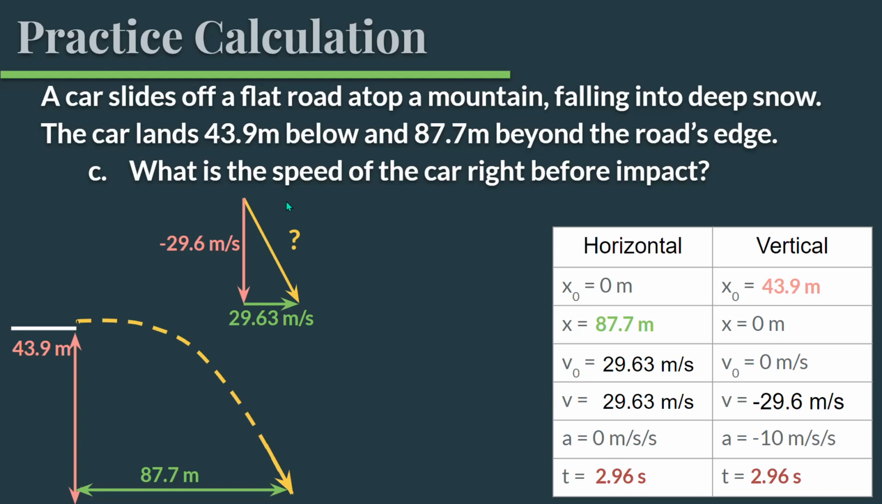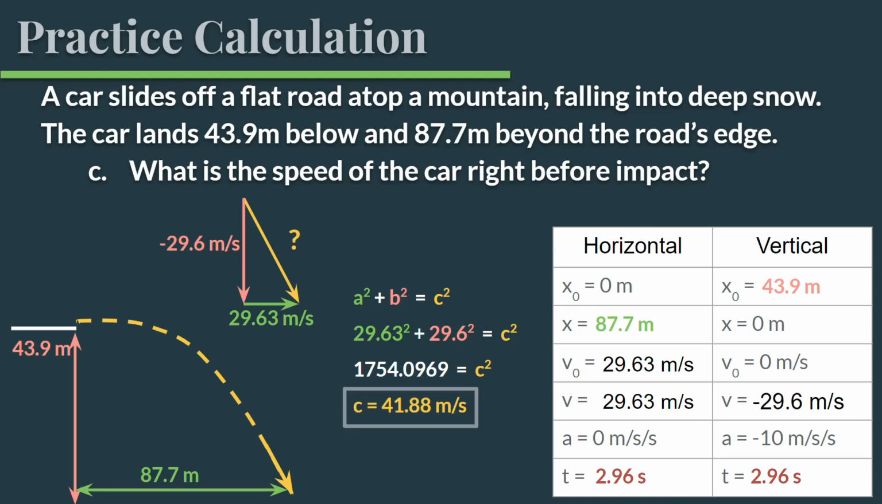Pythagorean theorem. A squared plus B squared equals C squared. 29.63 squared plus 29.6 squared equals C squared. That's that number. I'm going to take the square root of it. And we get a resultant velocity of 41.88 meters per second. That is your answer. Okay, so if I ask you for speed, don't give me the horizontal or the vertical. Give me the resultant. Does anybody have a question about this? Okay.